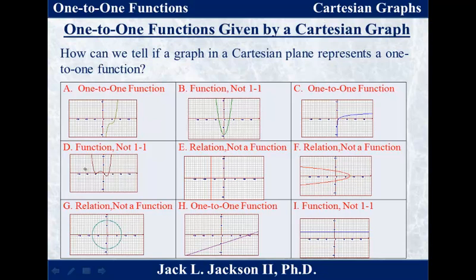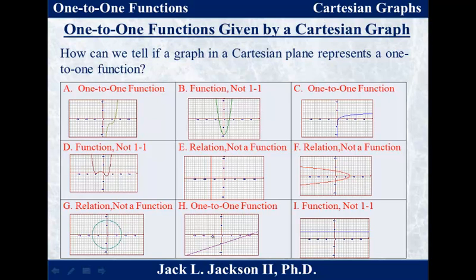D is a function but not one-to-one. It passes the vertical line test but not the horizontal. E is a truly vertical line. Well, it's a relation, but it's not a function at all. F is a relation but not a function. It fails the vertical line test, so who cares about the horizontal line test? G doesn't pass either the vertical or horizontal line test. That's a relation but not a function.